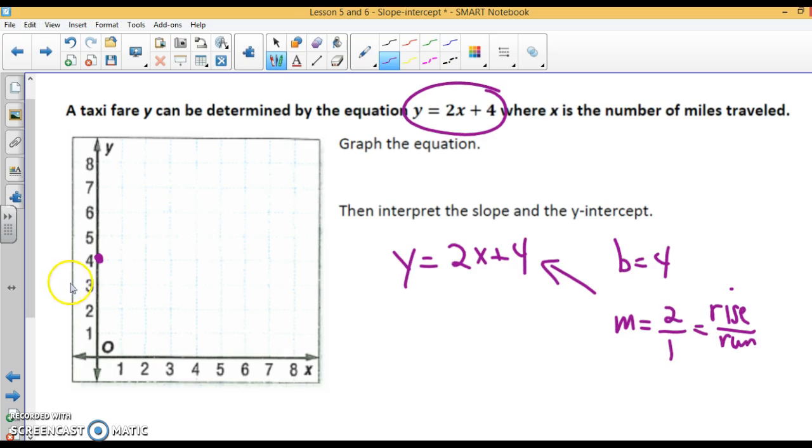So my slope, I'm going to put my pencil on the y-intercept. To find another point on this line, I'm going to go up 2 and over 1. If I want to find another point, up 2 and over 1. There's my line.